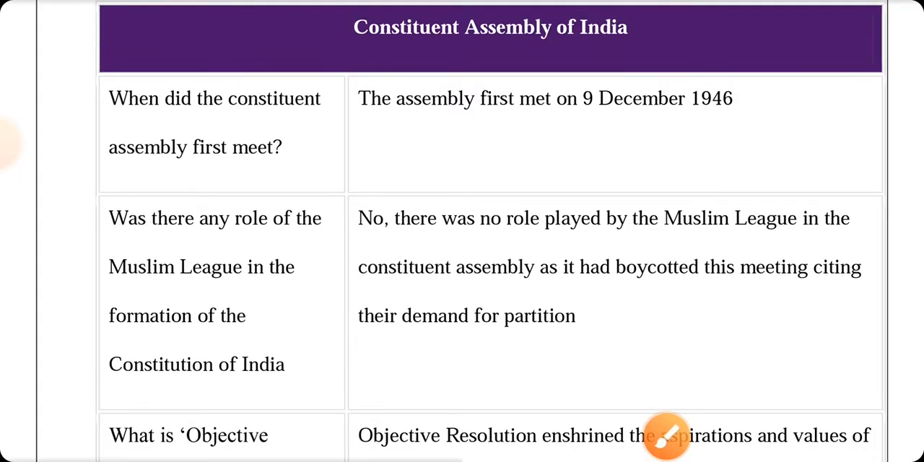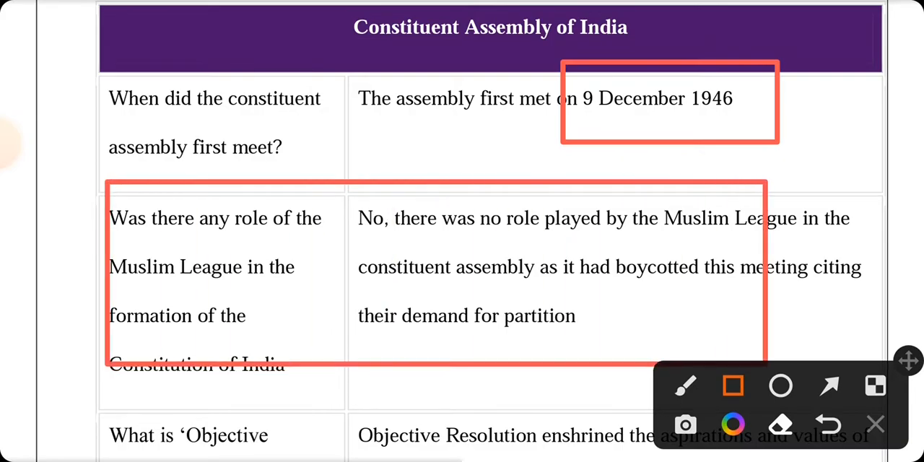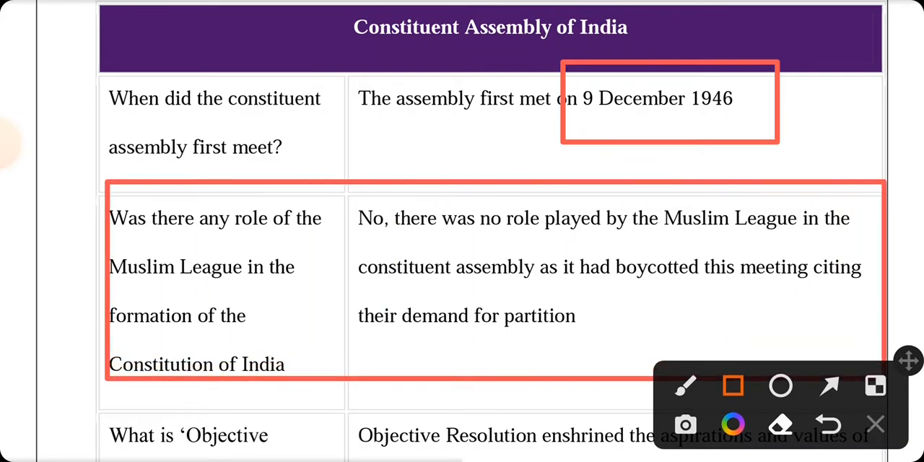Here, making of the Constitution. The Constituent Assembly met for the first time on 9th December 1946. During this, Sachidananda Sinha became the temporary president or chairman of the Constituent Assembly. What is the role of the Muslim League? Means there is no role of the Muslim League because they boycotted the Constituent Assembly and demanded a separate country.